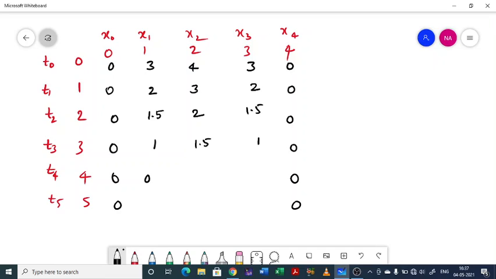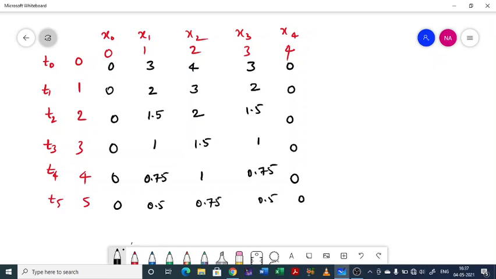Next we get 0.75, 1, 0.75 again, 0.5, 0.75, 0.5 again. So these are the values we get. See, looking into the informative table, you can directly write the values, no problem with that.